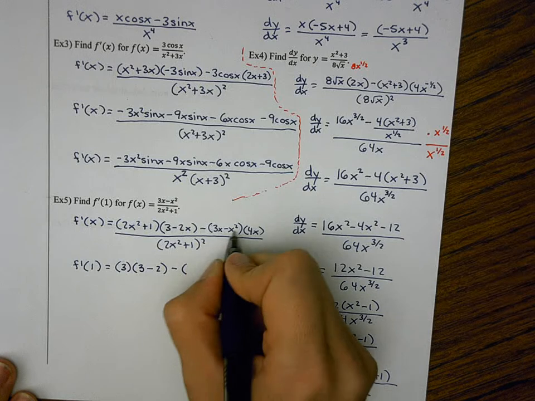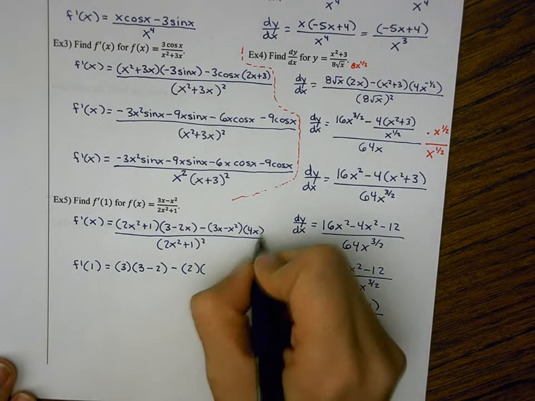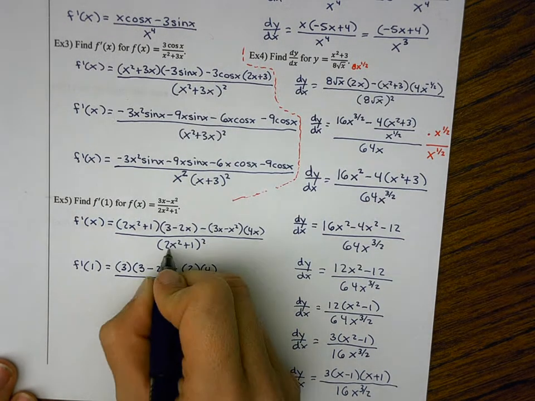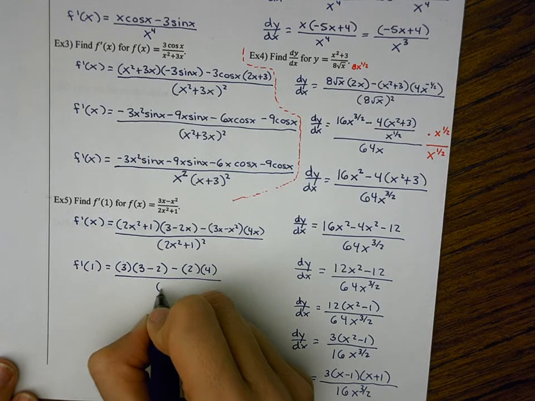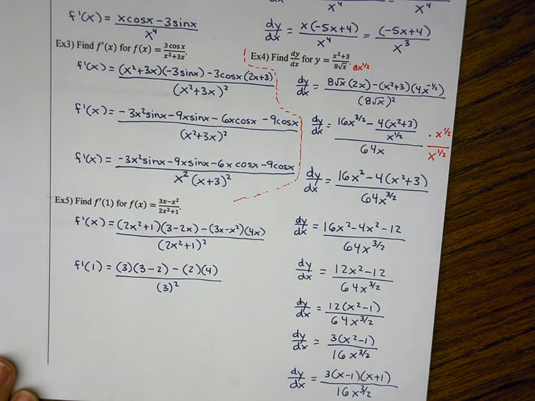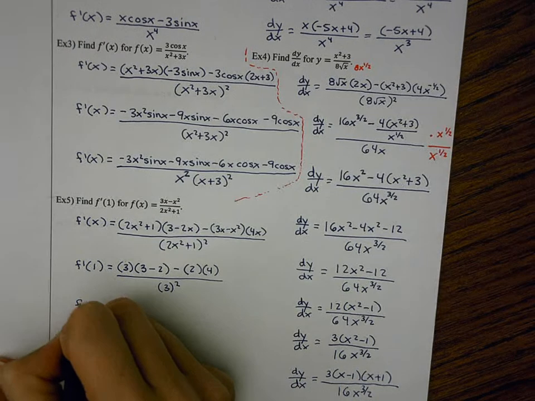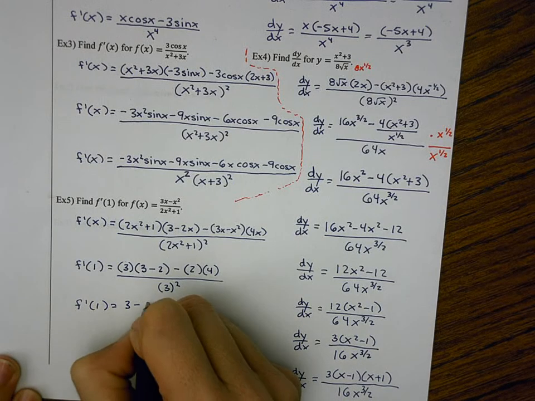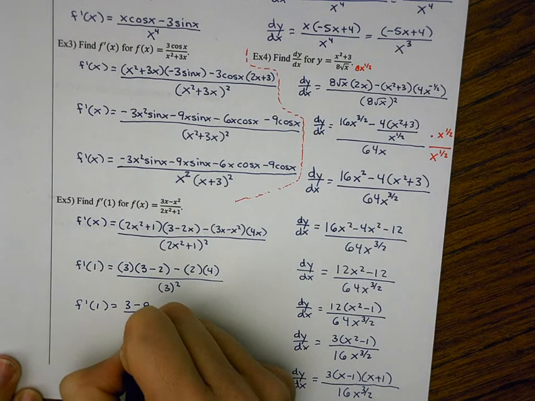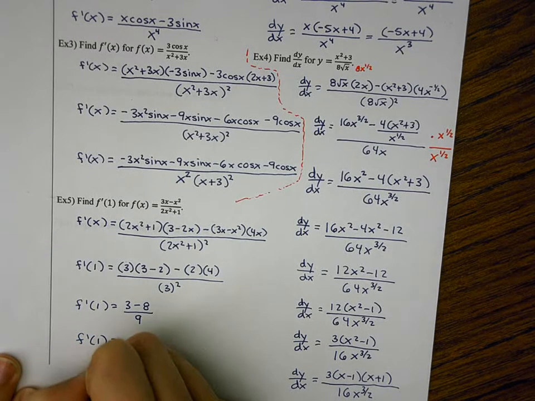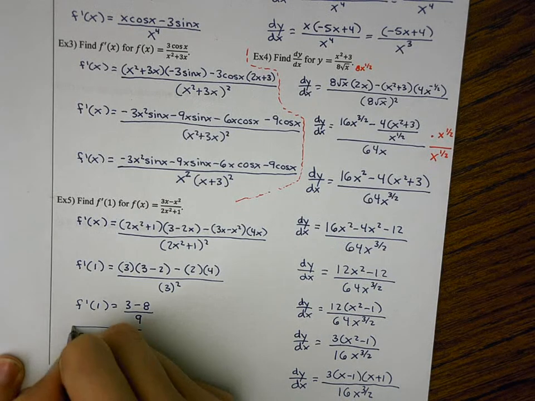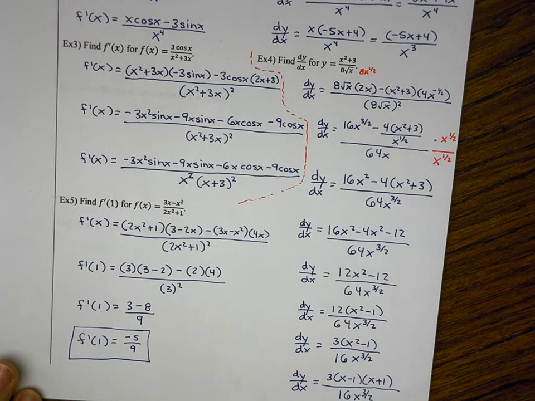3 minus 1 would be 2, times 4. All over, down here, we have 2 times 1, which is 2, plus 1, which is 3, which will be squared. Which means that my f prime of 1 is 3 times 1, which is 3, minus 2 times 4, which is 8, over 3 squared, which is 9, which gives me an f prime of 1 of negative 5/9, which is my slope. Okay.